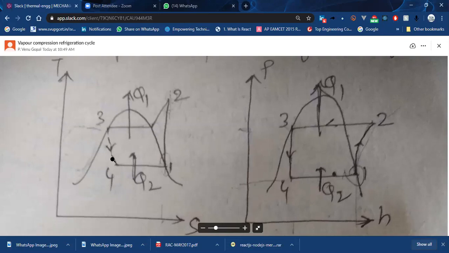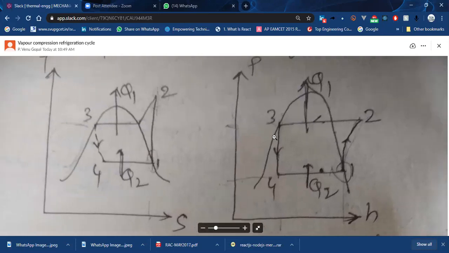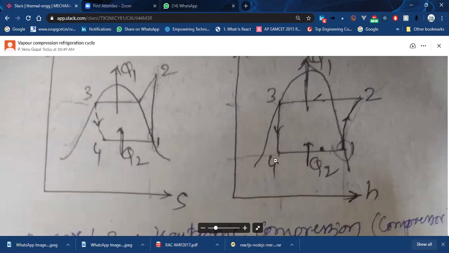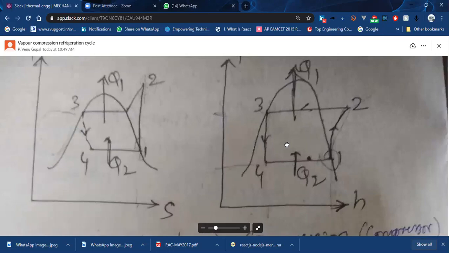And then 3 to 4 is what? Expansion valve. That is an isoenthalpic process. So if you see the PH diagram here, P means pressure, H means enthalpy. So you can see that 3 to 4 is a vertical line. That means in the PH diagram, look at the PH diagram, 3 to 4 is the vertical line, which means enthalpy is constant.